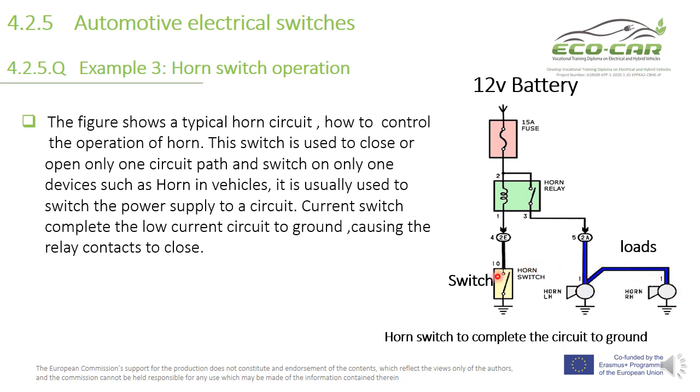When the switch is off, we have here an open loop. In this case, the coil is not energized. So this is open. So there is no path for the 12 volt to the horn. So the horn is off. So this is how to use horn switch, single pole, single throw switch, to operate the circuit that has two horns, two loads.